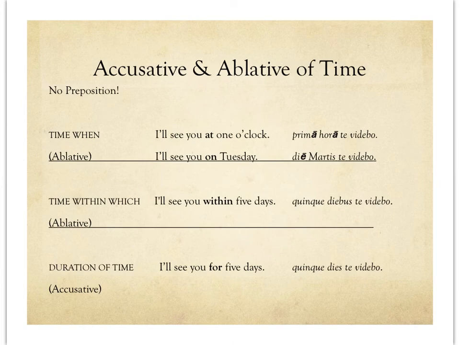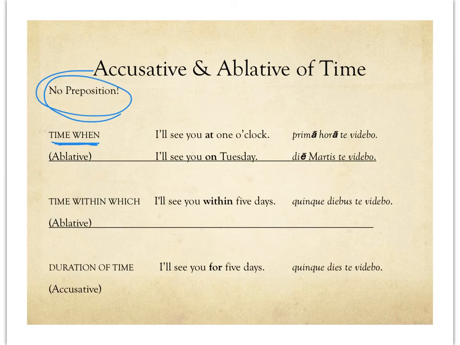For the Romans, they use either the accusative case or the ablative case, and they use it with no preposition. So you just have an accusative phrase or an ablative phrase, and that tells you whether we're talking about a moment in time, a space of time within which something is happening, or an extent or duration of time. For time when, that is the moment in time, I'll see you at 1 o'clock, I'll see you on Tuesday, we just use the ablative.